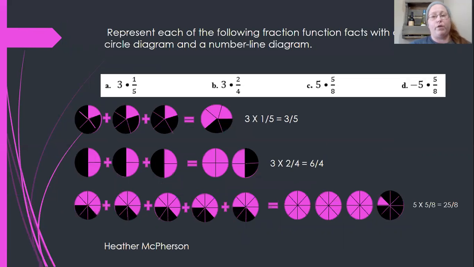Now, you can also show fractions using a fraction circle diagram. On 3 times 1/5, you know that you have 1/5 of the circle shaded out, but you have it 3 times. So 1/5 plus 1/5 plus 1/5 is going to equal 3/5. Same as 3 times 2/4. You have 2/4 of it shaded. And so 2/4 plus 2/4 plus 2/4 equals 6/4.